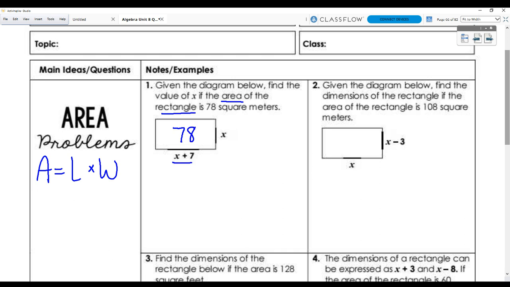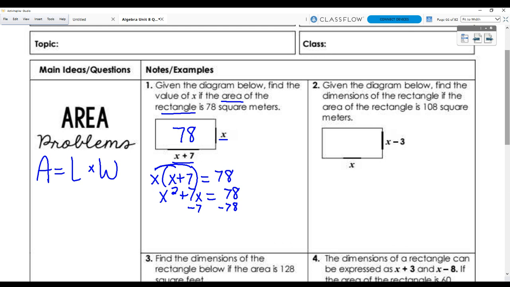So the length times the width. I'm going to write it as x times the quantity x plus 7 equals 78. So the length times the width equals the area. And then distributing the x, we have x squared plus 7x equals 78. And you can solve this using any of the methods that we have discovered in class. Any one of them will work.